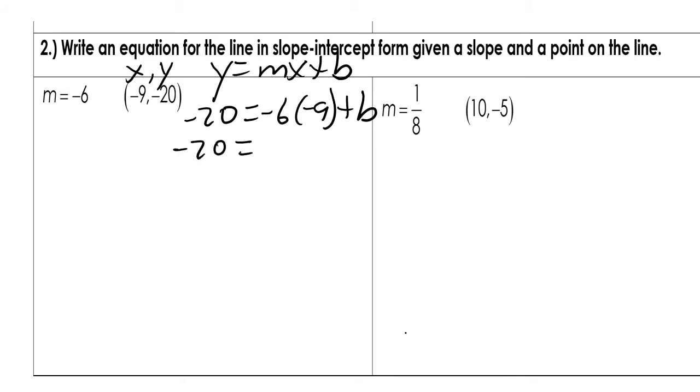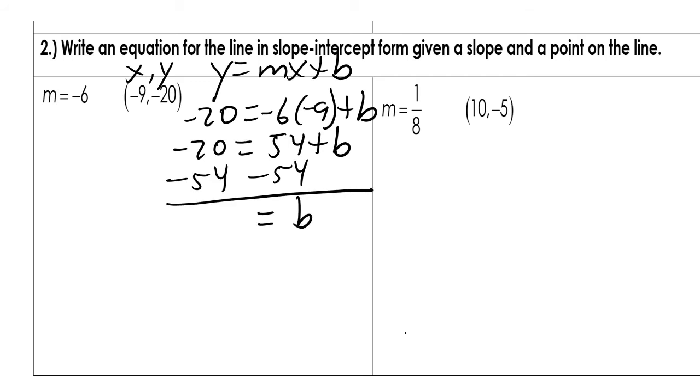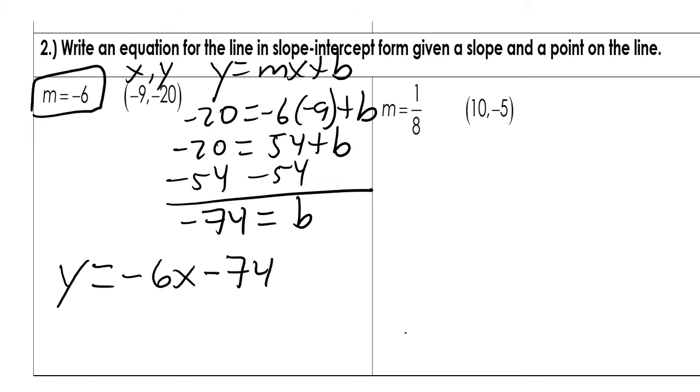-6 times -9 is 54, plus b, subtract 54 from both sides, and I get b is equal to -20 minus 54 is -74. Now I can write the equation because I've got the slope here and I figured out what b is. So y is equal to -6x minus 74. All right, got another one like this.